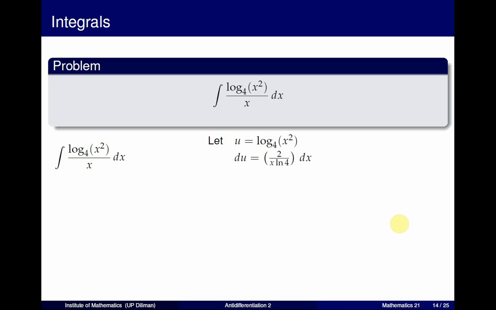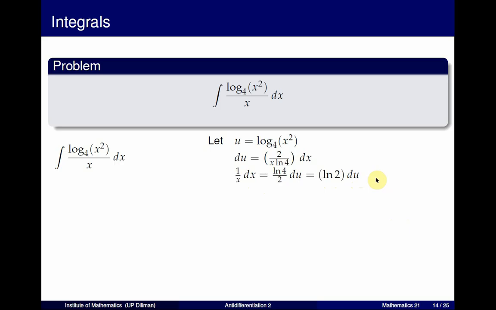Just verify this by yourself using the chain rule. So we have the 2 and the x in the denominator. In other words, we can express 1 over x dx in terms of du. And that's what we're going to do now. 1 over x dx is, let's remove the 2 and the ln 4 here, put it on the other side. It becomes ln 4 over 2 du, or simplifying this gives you ln of 2 times du. So 1 over x dx can be expressed in terms of du.